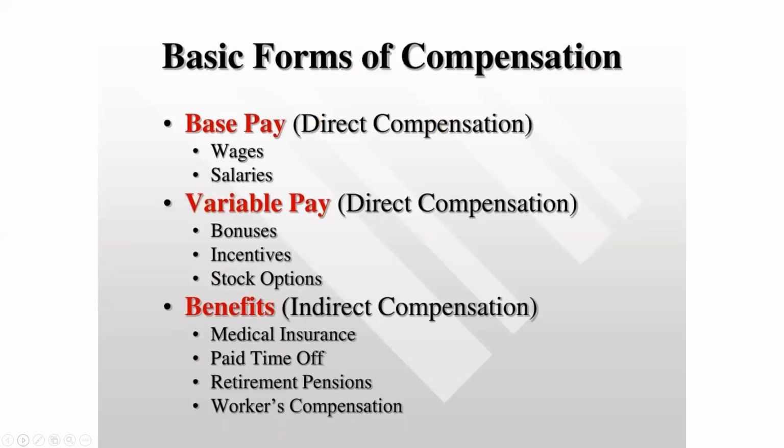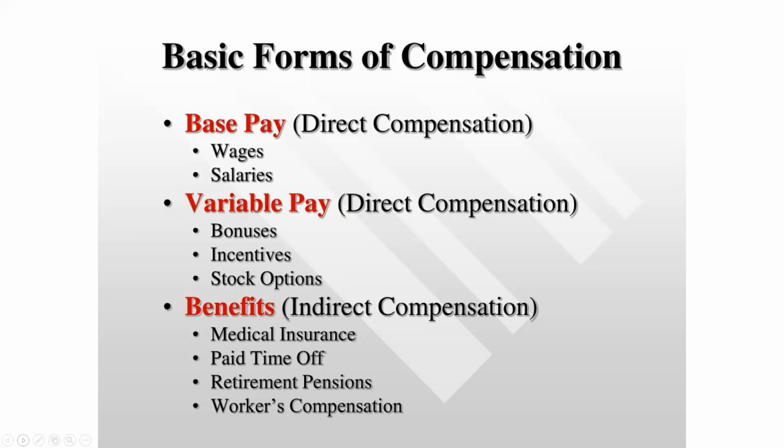One of the ways to categorize the different types of compensation is to distinguish direct from indirect compensation. Direct compensation is also referred to as base pay, which includes money paid to employees as cash, such as hourly wages and salaries. Bonuses and commission will come under the variable pay, and also employee stock options.